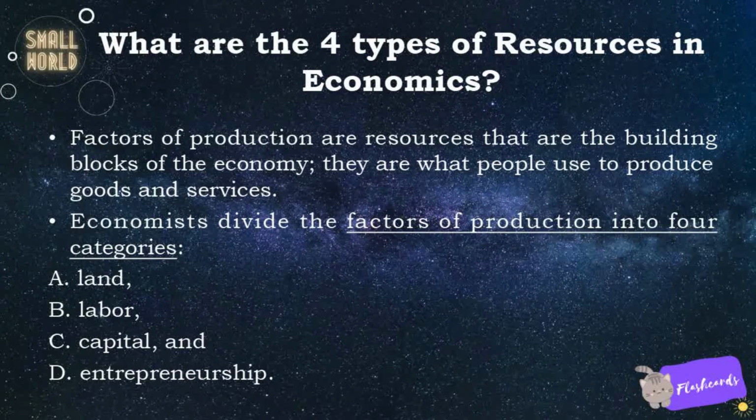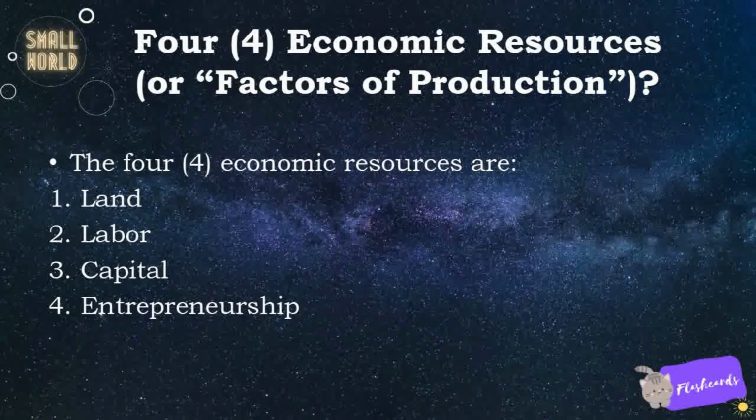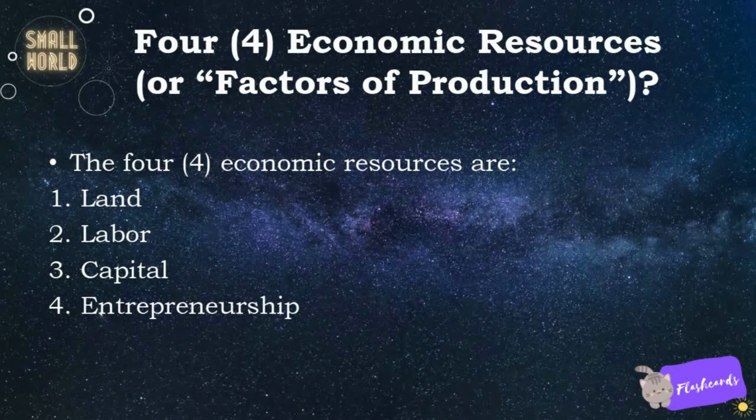Economists divide the factors of production into four categories: A. Land, B. Labor, C. Capital, and D. Entrepreneurship. For economic resources, or factors of production, the four economic resources are: 1. Land. 2. Labor. 3. Capital. 4. Entrepreneurship.